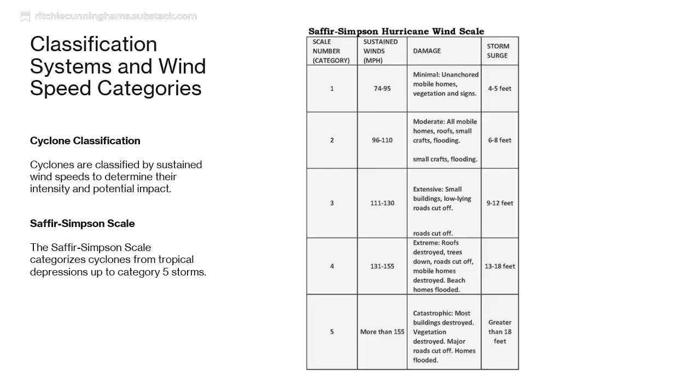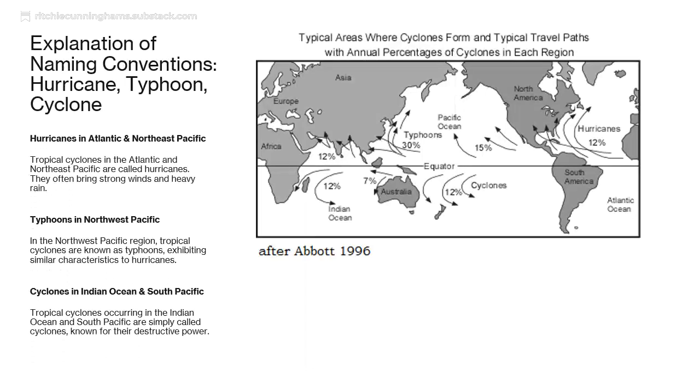Classification of tropical cyclones. Tropical cyclones are classified according to their maximum sustained wind speeds. Tropical depression: winds below 39 miles per hour, 63 kilometers per hour. Tropical storm: winds between 39 and 73 miles per hour, 63 to 118 kilometers per hour. Hurricane or typhoon: winds of 74 miles per hour, 119 kilometers per hour, or higher.